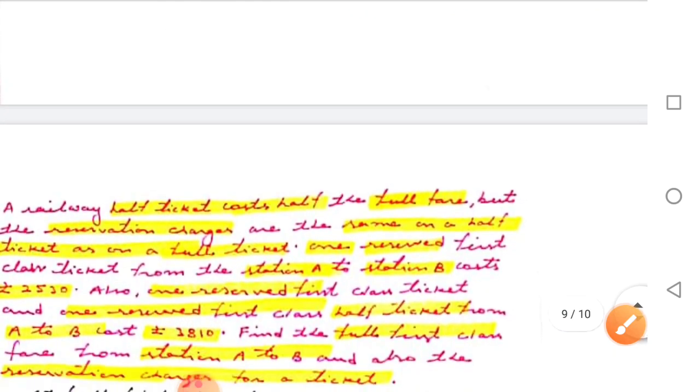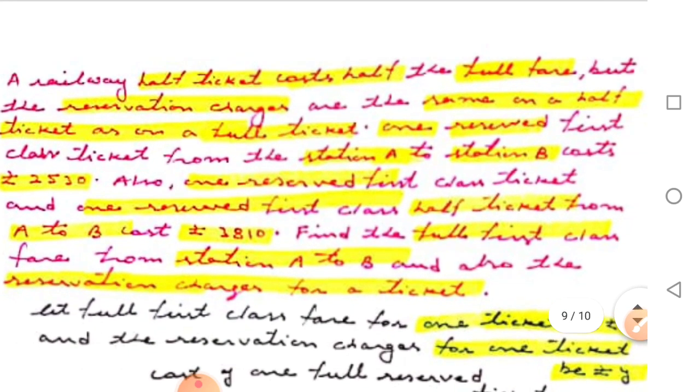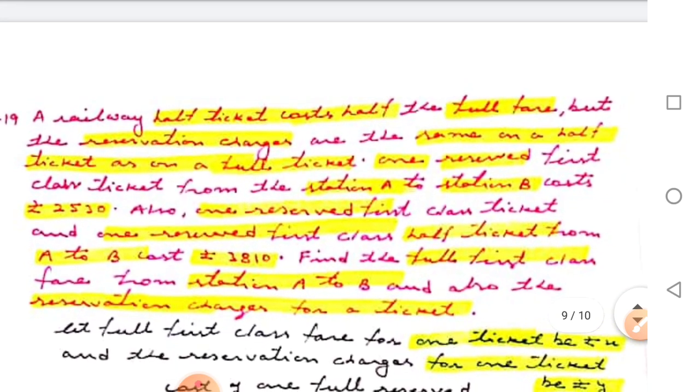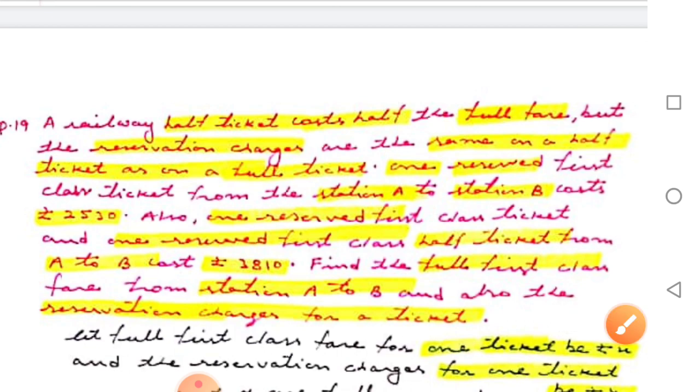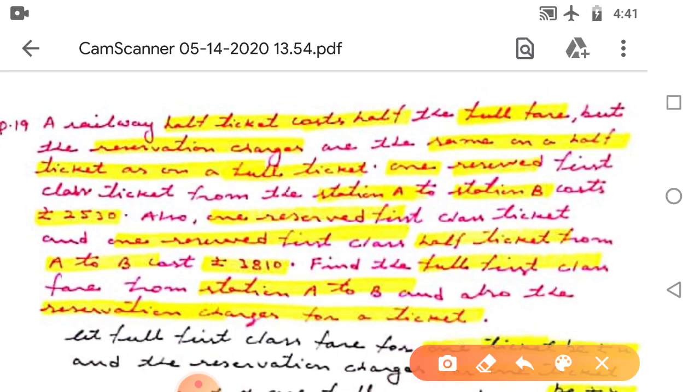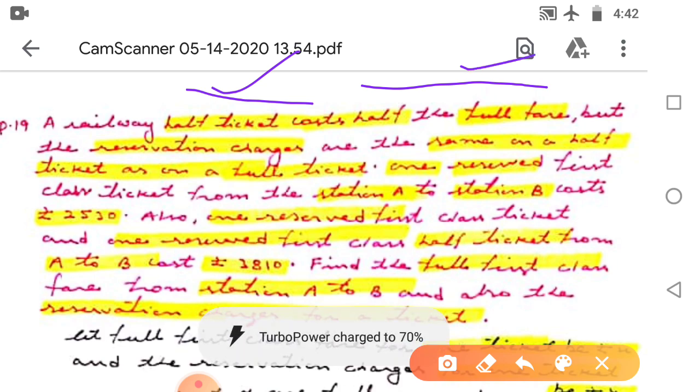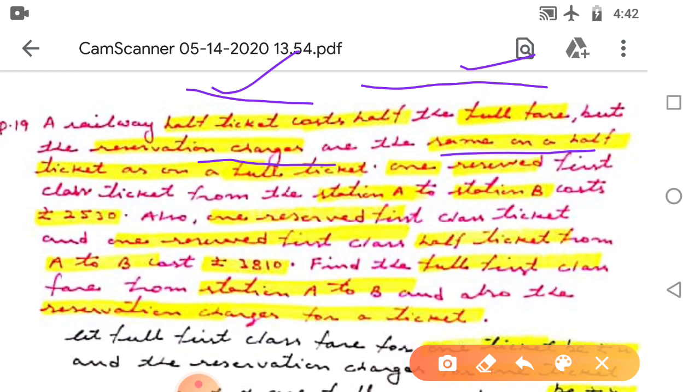Now come to question number 19. Not so clear, but fine. A railway half ticket costs half the full fare. Very simple. A railway half ticket costs half the full fare, but the reservation charges are the same on a half ticket as on a full ticket. Clear?